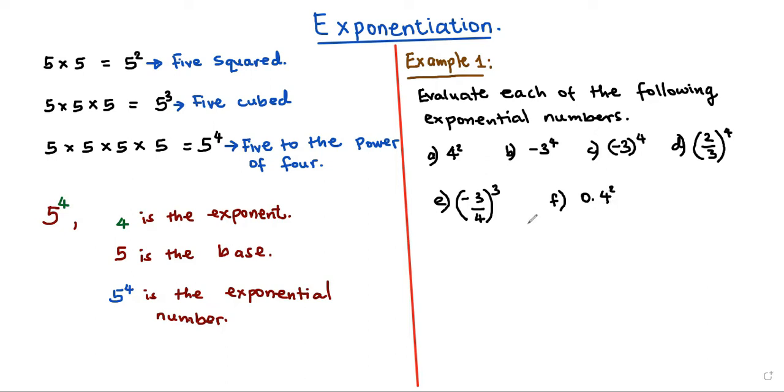Okay, now we are going to write these exponential numbers as a single number. So in other words, we want to know if we have 4 squared, what does it mean? If we have the negative of 3 to the power of 4, what does it mean? If we have (-3) to the power of 4, what does it mean? So in other words, we want to know which number has been written in exponential form. So let's get the solutions.